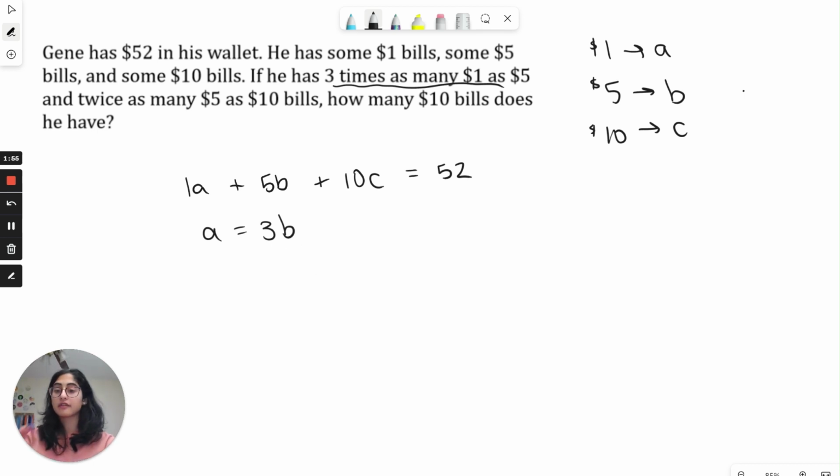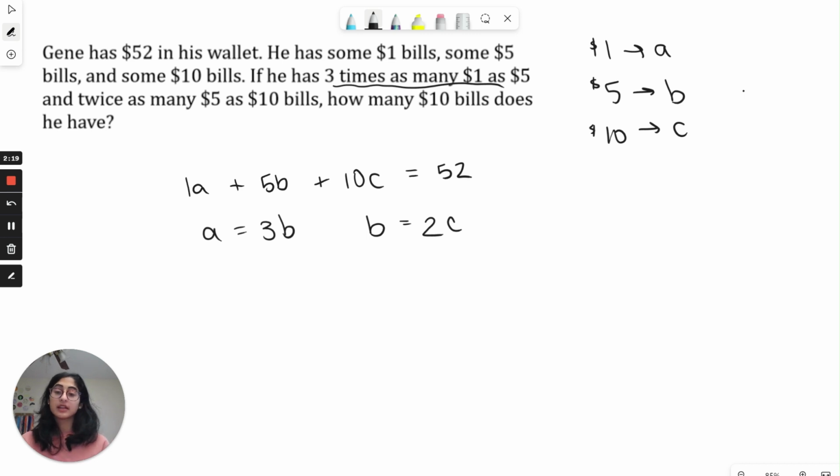What else? We have twice as many $5 bills as $10 bills. So we can write that as B, the quantity of $5 bills, is 2 times the quantity of $10 bills, which is, remember, C. So now we have 3 different relationships, and we want to use these 3 different relationships to solve for the number of $10 bills, which is C.